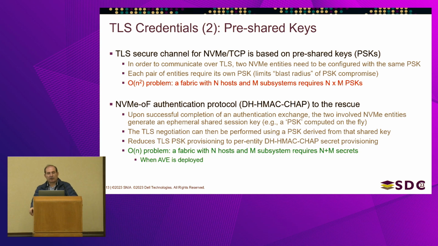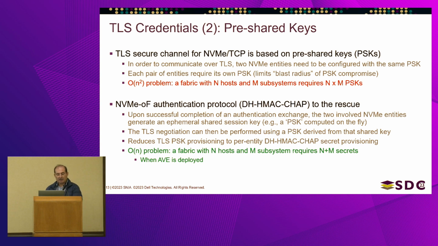Given that we defined the authentication protocol DHA matchup, what we also defined in the P811 is a way to use the authentication protocol to resolve this problem, the so-called TLS concatenation. When a DHA matchup exchange or transaction is performed between a host and a subsystem, this protocol can generate a session key, basically a PSK computed on the fly. So I could first authenticate my two entities, then generate this PSK on the fly, and then perform the TLS negotiation using the PSK that is generated on the fly.